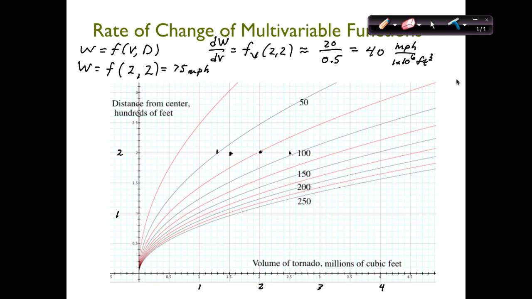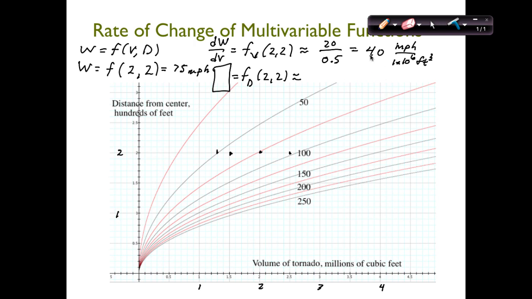Okay, so what I want you to do is, there's another partial derivative, right? The partial derivative with respect to distance from the center. So tell me, in essence, what is that partial derivative? I want you to make an approximation for that value, get the right units, and then interpret both of these values.